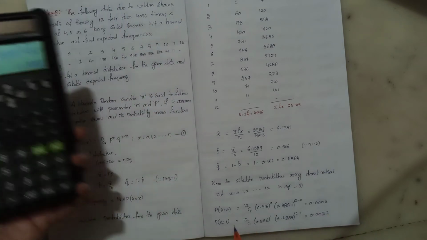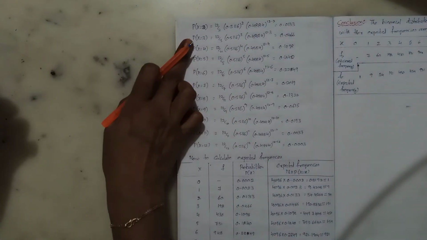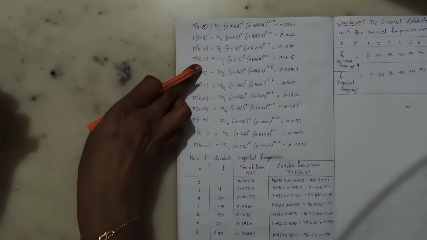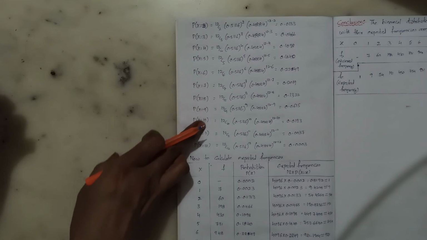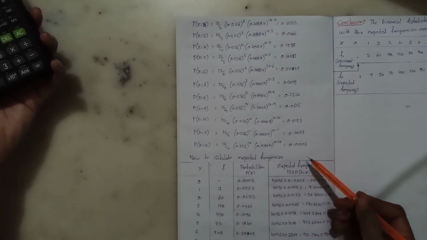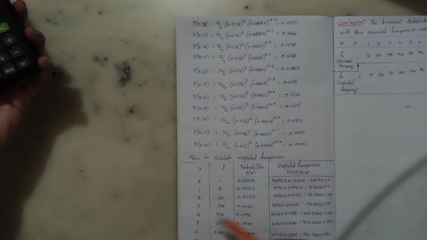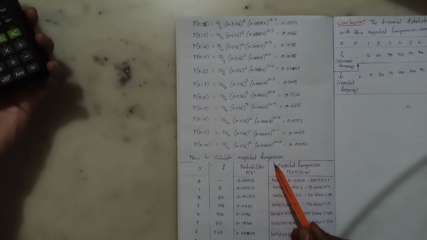So here we have written the same thing. So like that you have to keep x value as 1, and again x value 2, 3, 4, 5, 6, 7, 8, 9, 10, 11, 12. So like that you have to keep x values and calculate the probability values. So like this you will get the values.